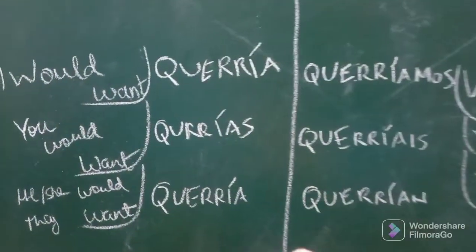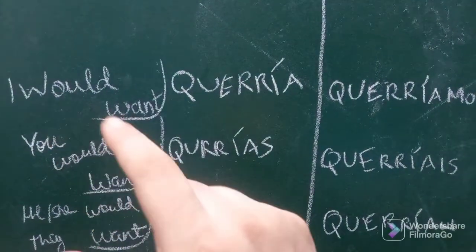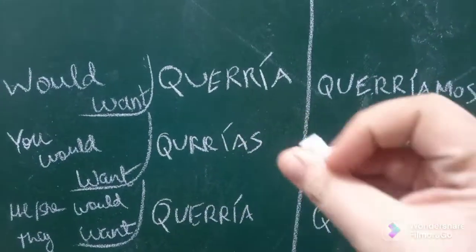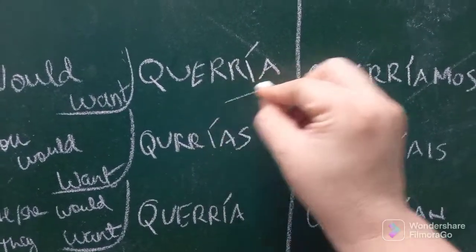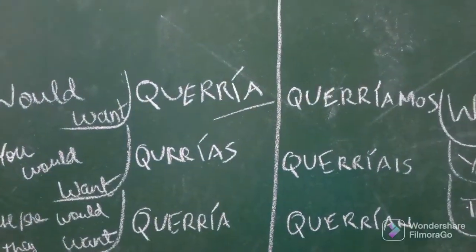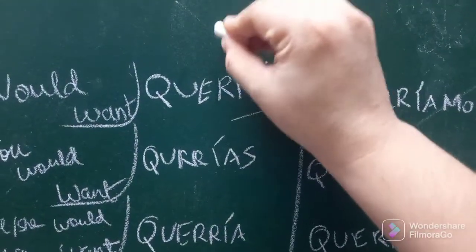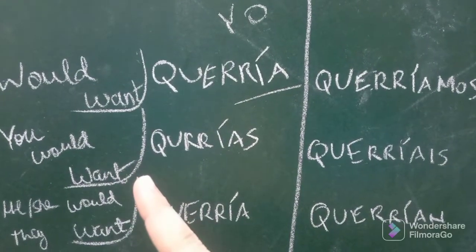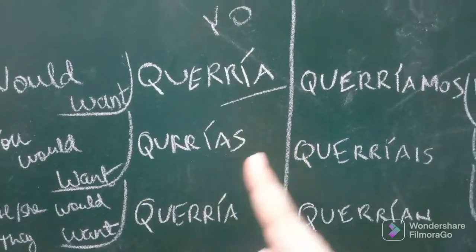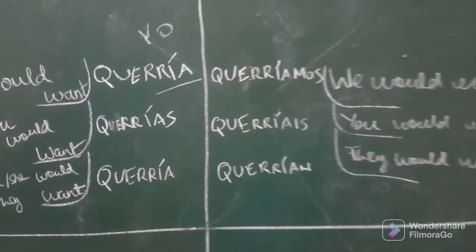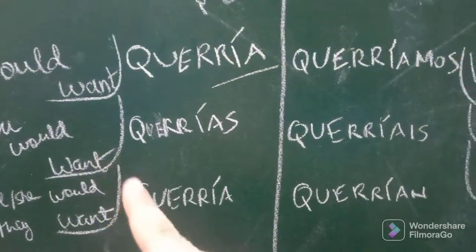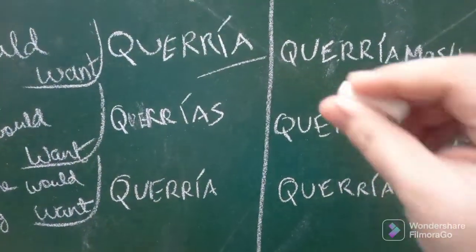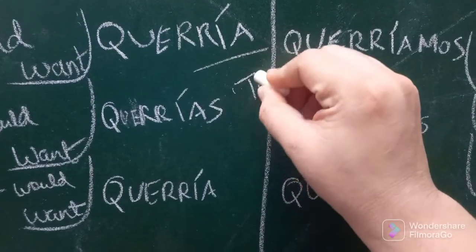So here, I would want. I would want in a sentence is querría. It is yo querría. You would want is querías. The pronoun here for Spanish is tú.